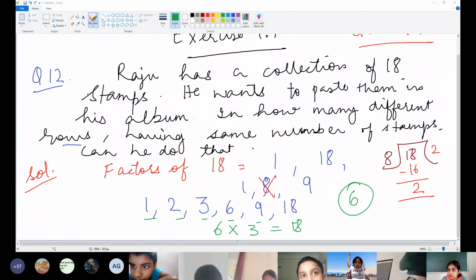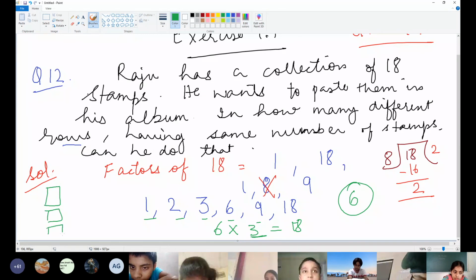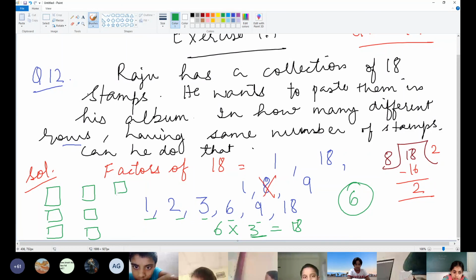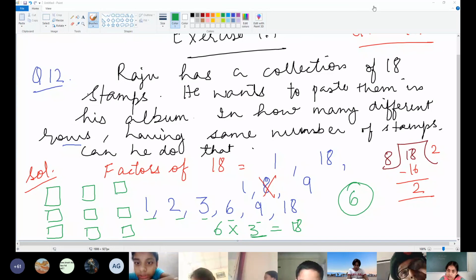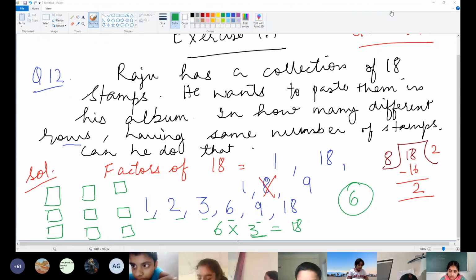So it comes at 3 times, 6 threes are 18. So in one row, how many stamps will come? 3. 1, 2, 3. 1, 2, 3. Like this. Understood? Is it easy? Yes, ma'am. Time is over. You need to understand the question and read it carefully.